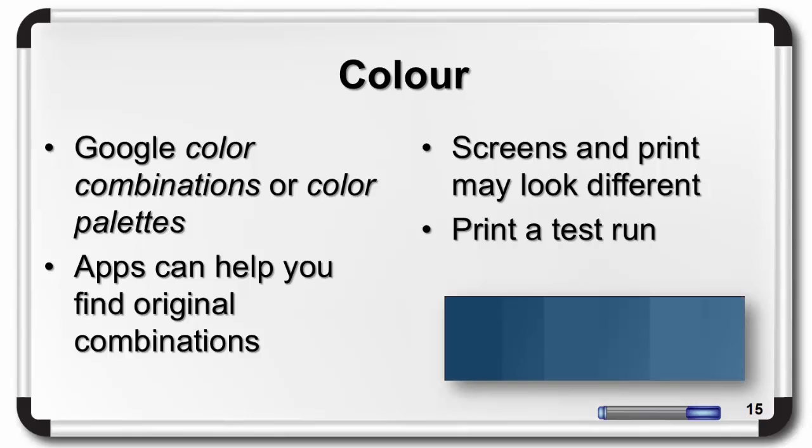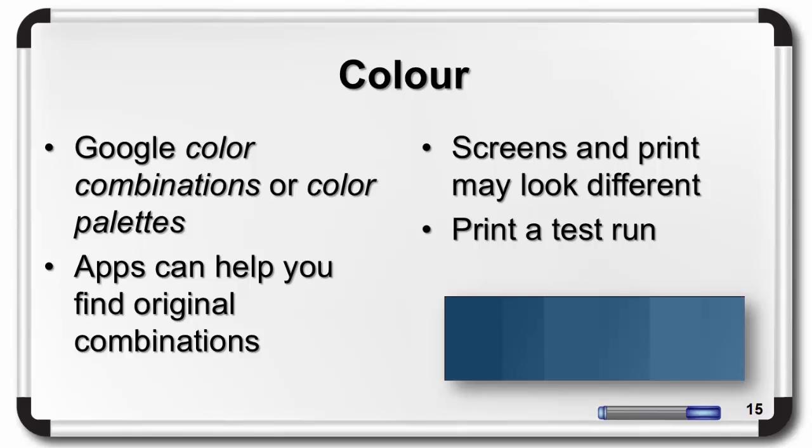Just like when you research fonts, there are many websites that can help you find complementary colors for your design. Google color combinations or color palettes and you'll easily find them. If you want to try to find original color combinations for your project, you can also find mobile apps that will suggest colors for you.